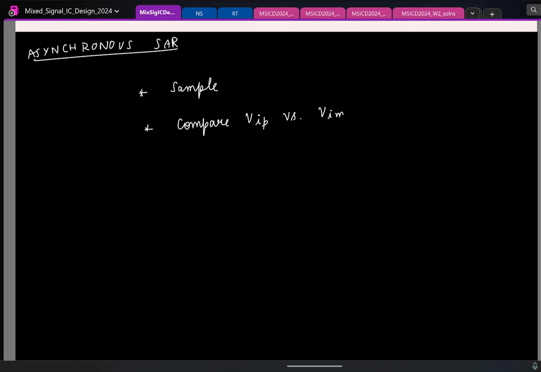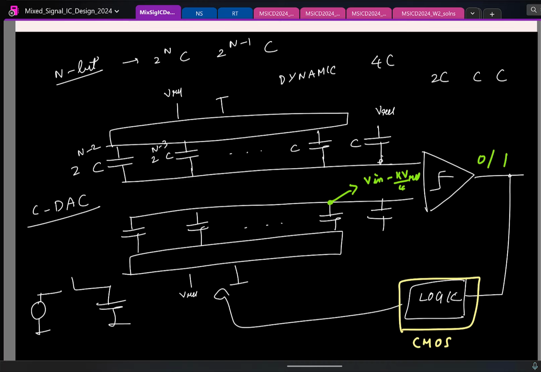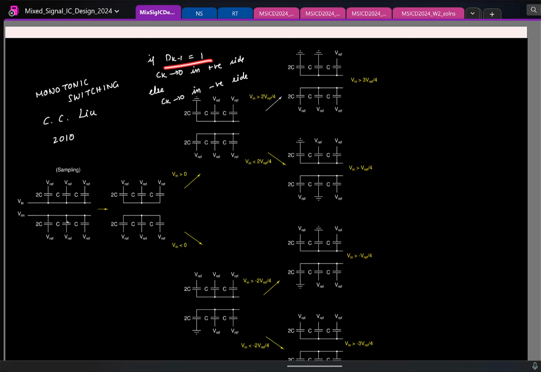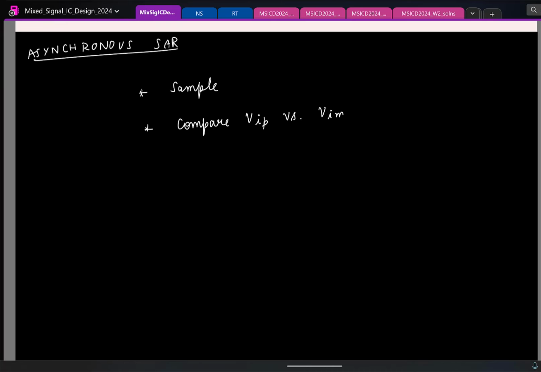And once the first comparison is done, I'll see if it's greater than 0, then I'll check with Vref by 2 and so on. And we also know the logic for that from the monotonic switching scheme. The logic is this. Based on the previous bit, you flip the capacitor in the positive or the negative side. If the previous comparison was 1, you connect the kth capacitor in the positive side to ground, else the kth capacitor in the negative side is grounded.